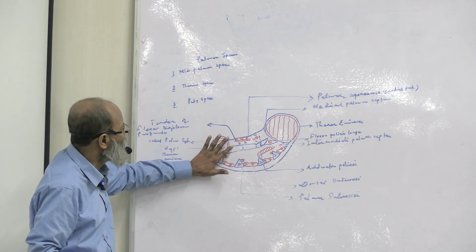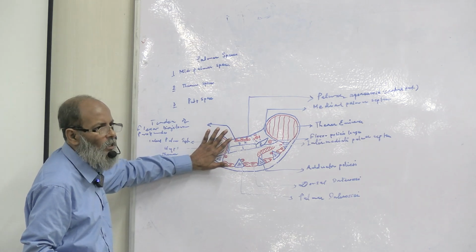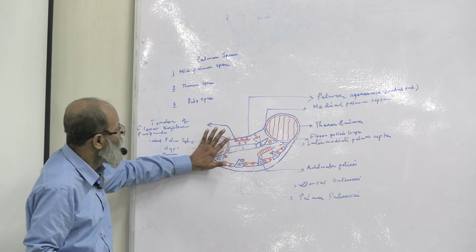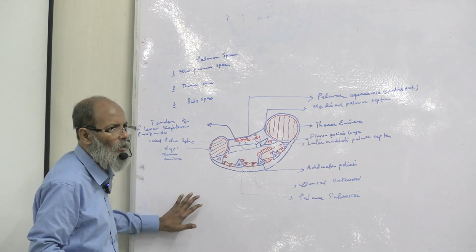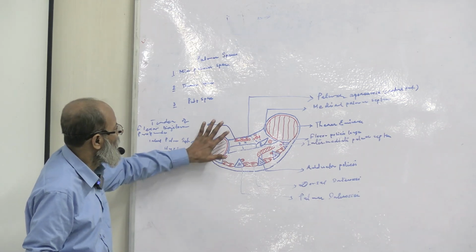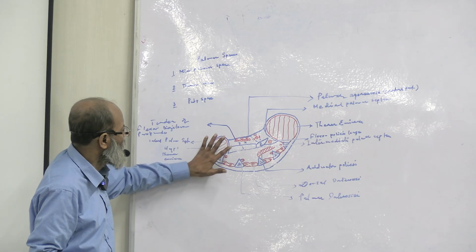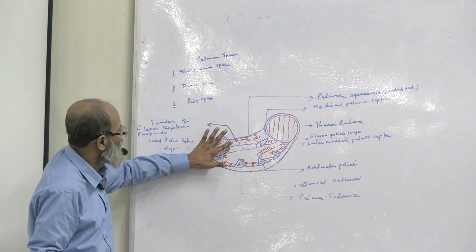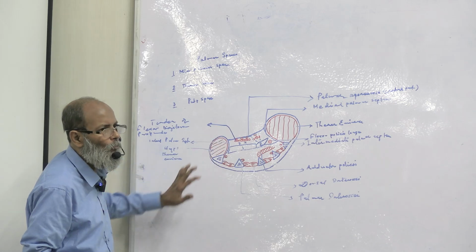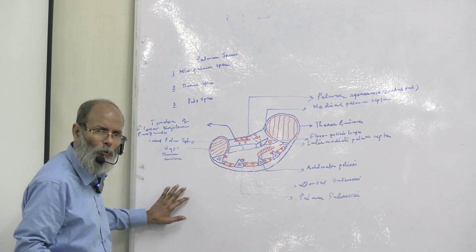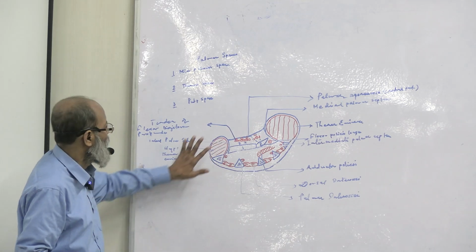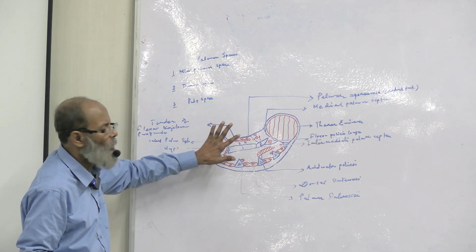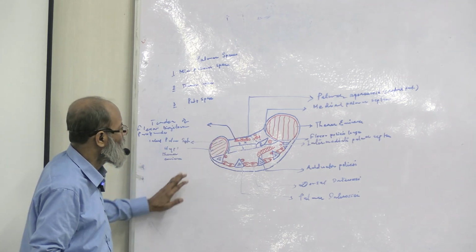The midpalmar space, anteriorly or in the front, there are the flexor tendons. These are the flexor tendons in the front of the space. The flexor tendons, the third and fourth lumbricals, third and fourth lumbricals, and the flexor tendon in front of it.